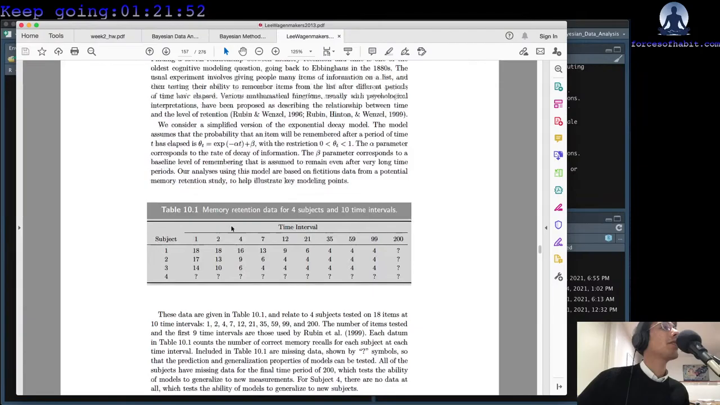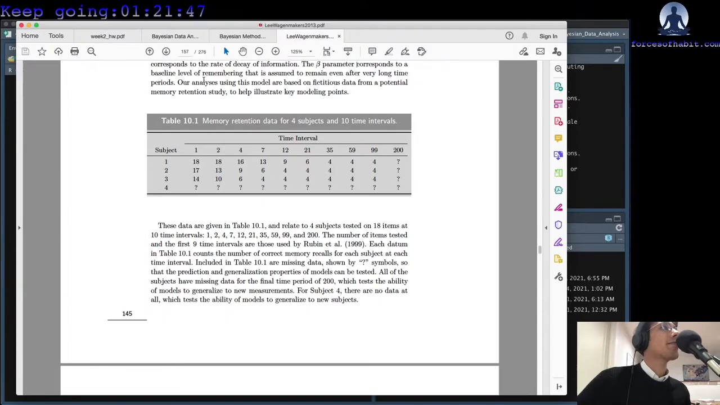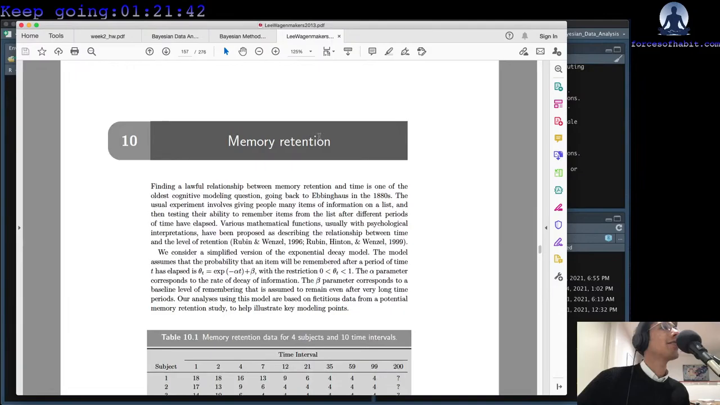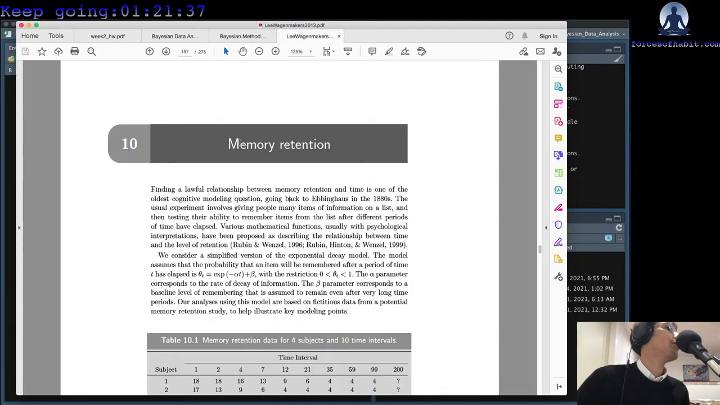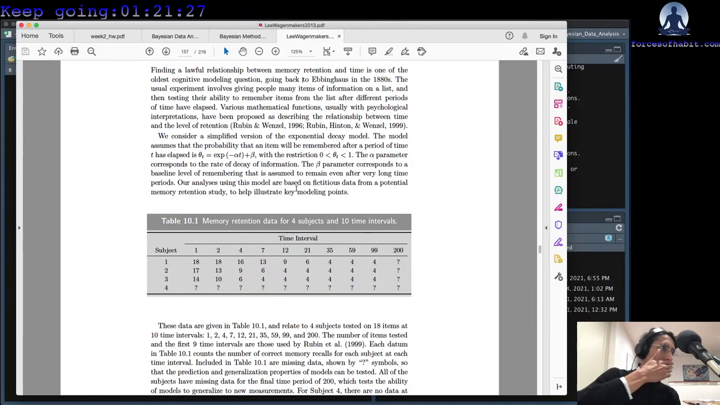And we're going to use fictitious data still. So while we're using a real cognitive process that people are interested in, that being memory retention, we're still using fictitious data, at least for this first case. So let's build up some intuition about this.